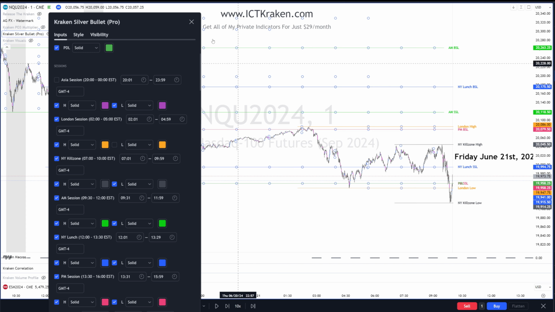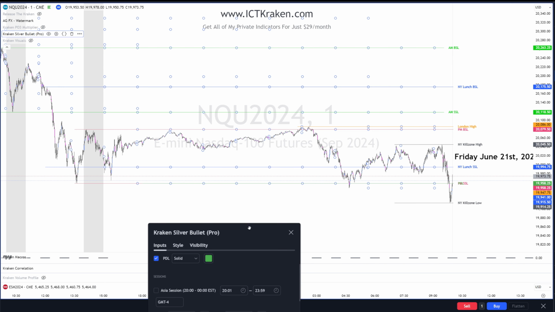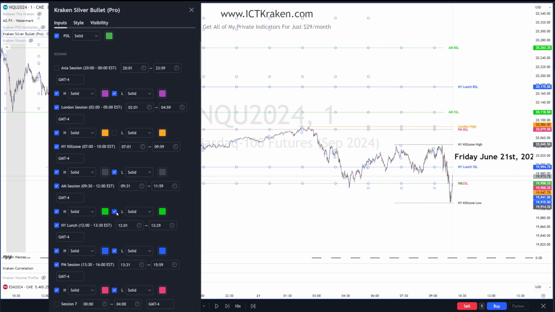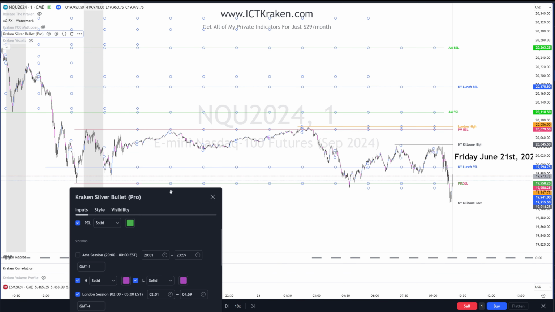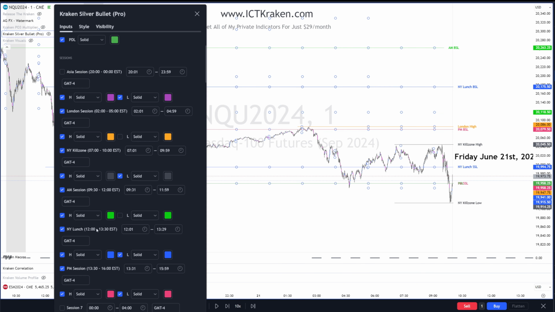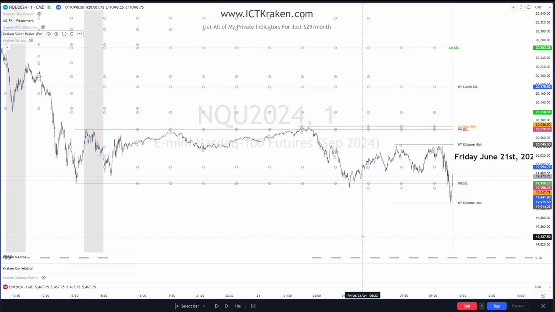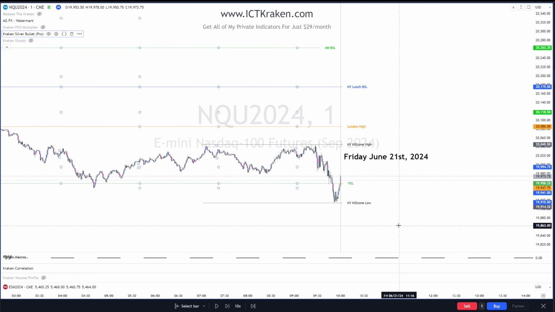AM session traded through. Buy side's still open, so there. New York lunch high is still okay. Sell side's taken, so sell side's gone. PM buy side and sell side's both been taken. Okay. Alright, so there's where we're at currently.